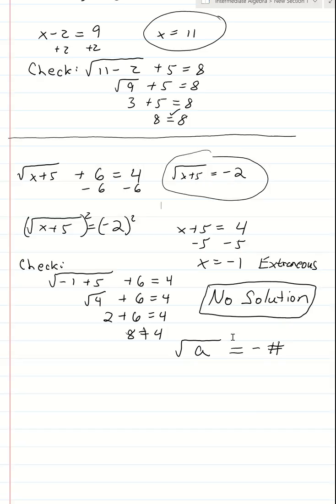because I'm taking the square root of the algebraic expression x plus 5, and the fact that it equals a negative number, the negative 2, whenever this happens, right away, you don't have to figure out anything. It'll always be a no solution scenario, okay? So that'll save you some time on tests, okay?